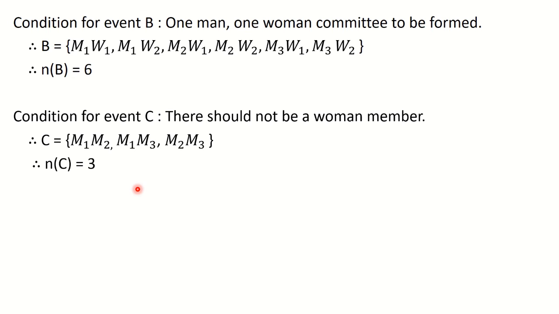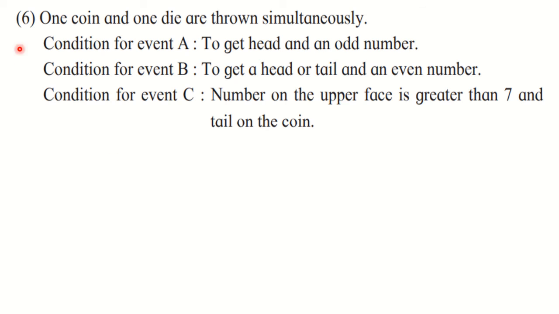Okay, so let us go further. Question number 6. One coin and one die is thrown simultaneously and the conditions are provided. Condition for event A to get head and an odd number. Condition for event B to get head or tail and an even number. Condition for event C, the number on the upper face is greater than 7 and tail on the coin.